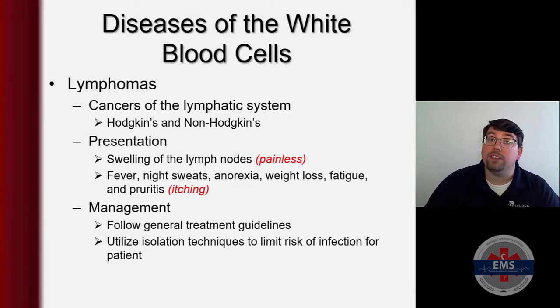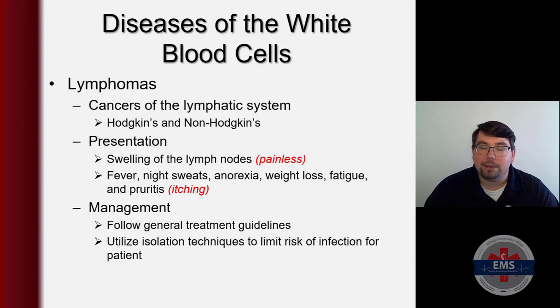Lymphomas are cancers of the lymphatic system. Malignant lymphoma is typically classified as Hodgkin's lymphoma or non-Hodgkin's lymphoma. Typically, malignant lymphoma is classified by the cell type involved, which indicates the stem cell from which the cancer arises.